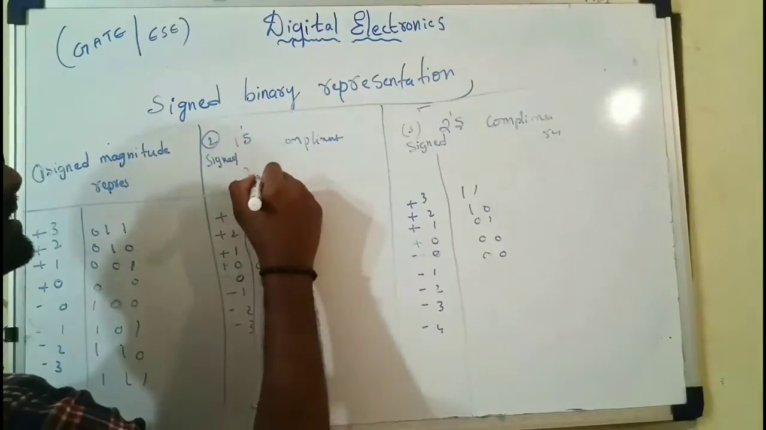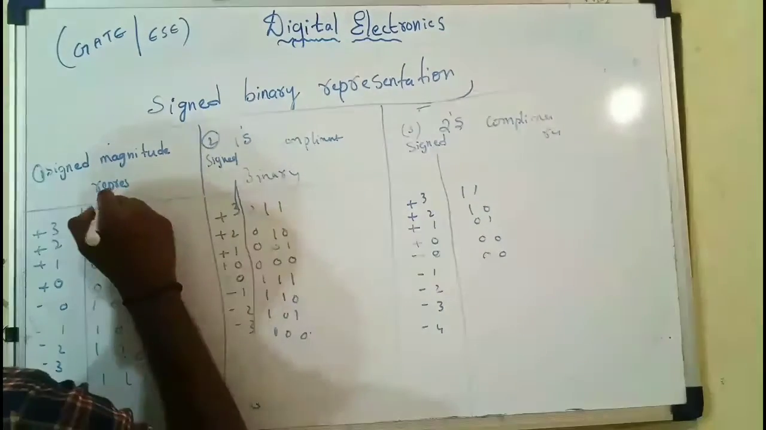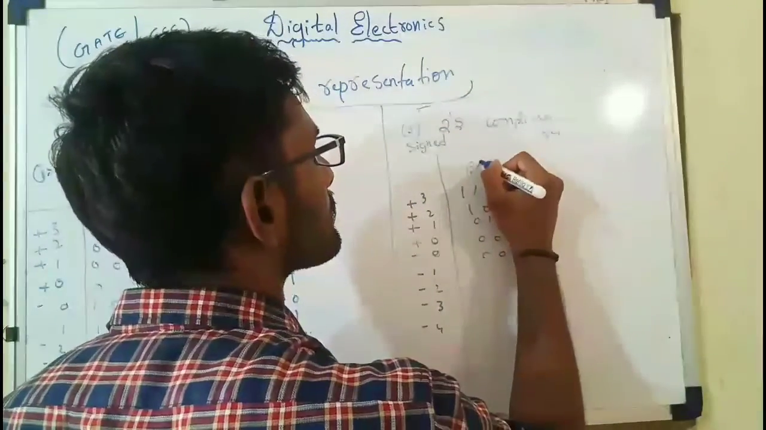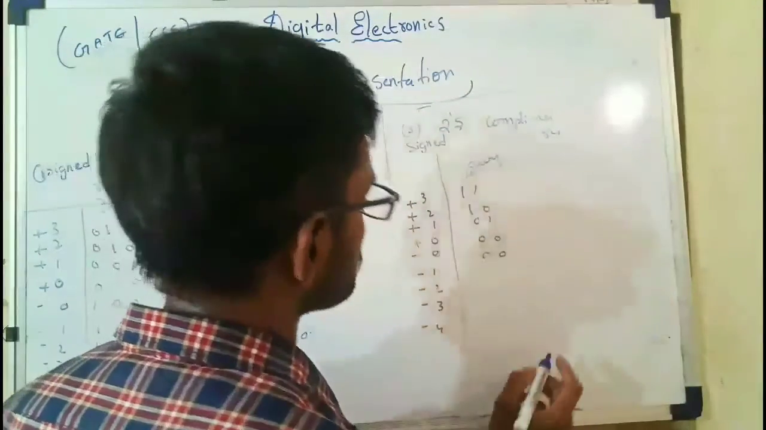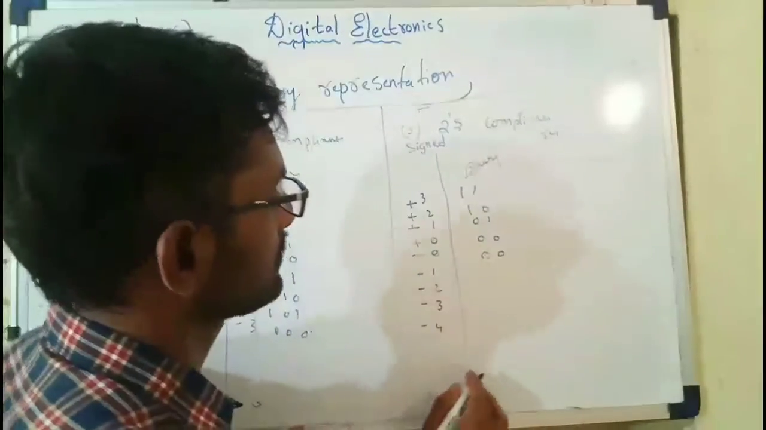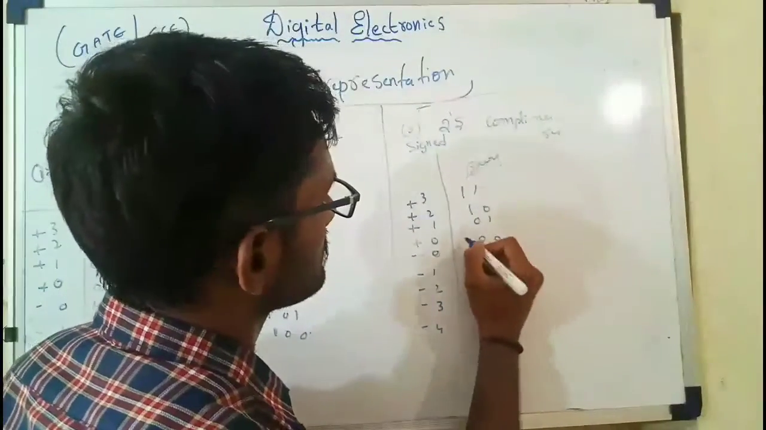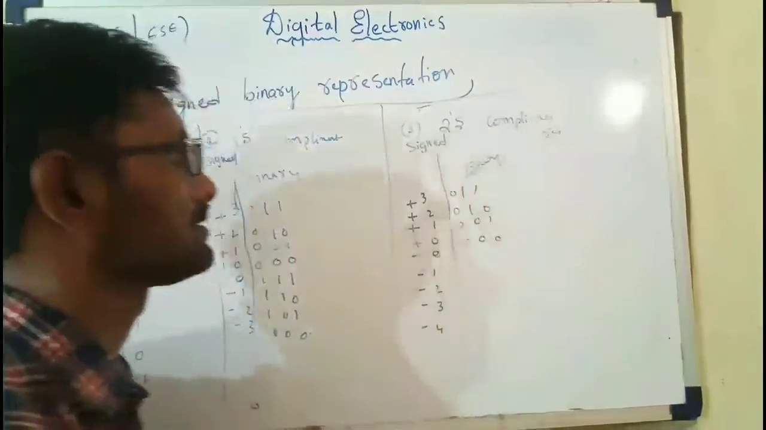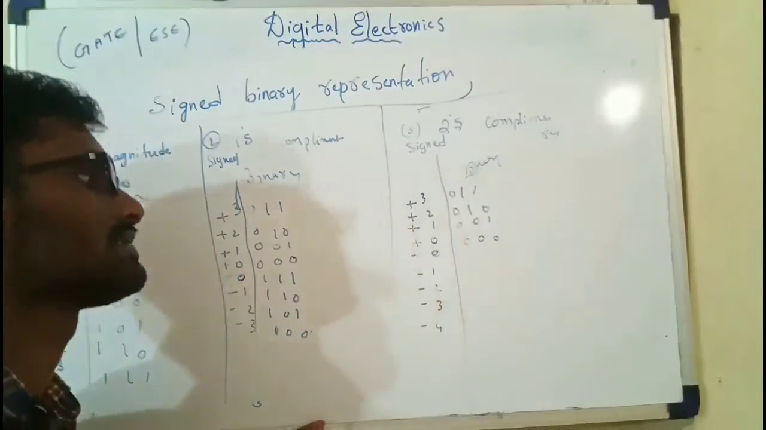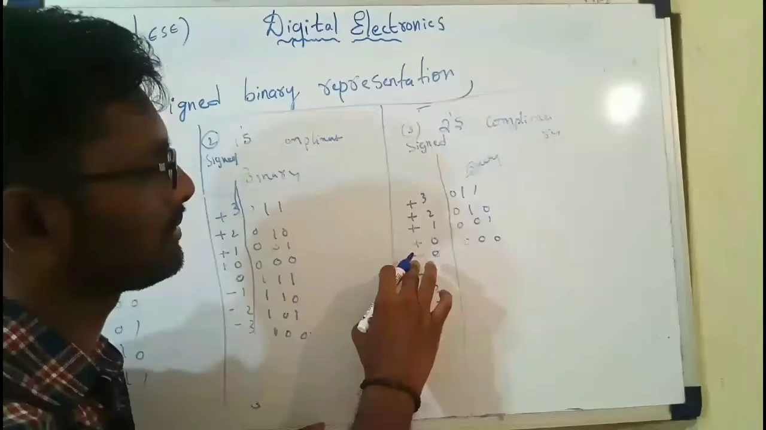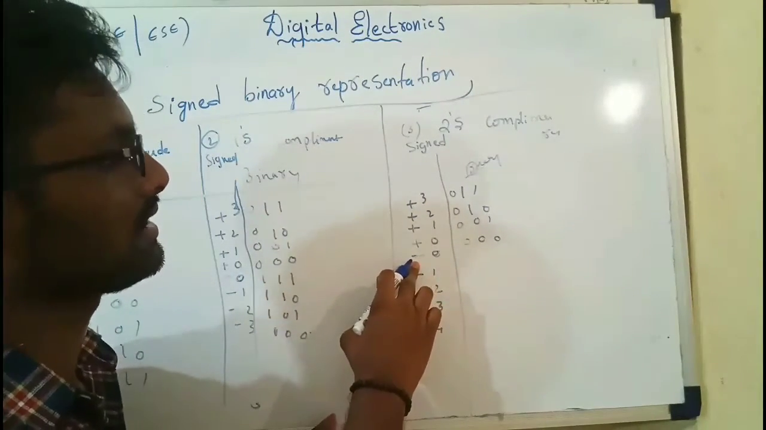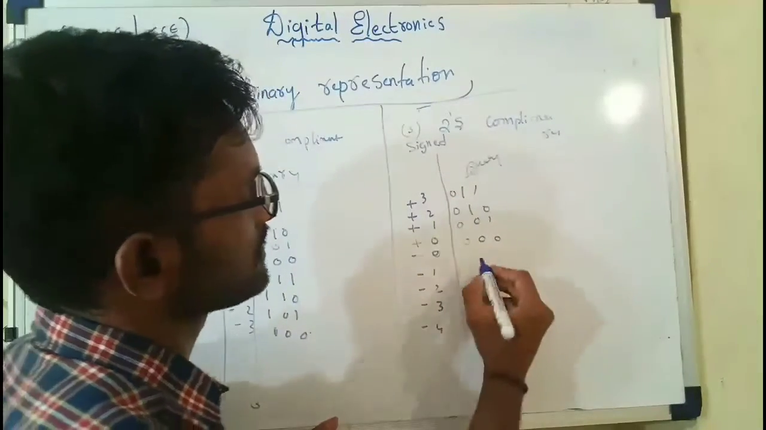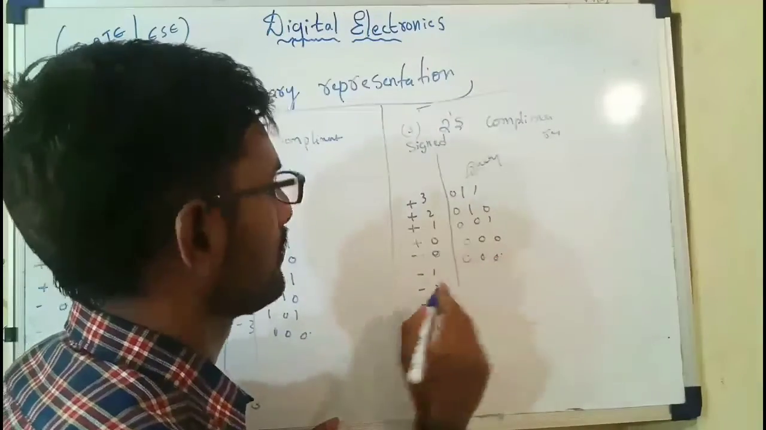This is the binary value. For plus 0, it is 0 0. For positive, the sign bit is 0. For minus 0, the 2's complement representation of minus 0 is nothing but the 2's complement of plus 0. The 2's complement of plus 0 is 0.